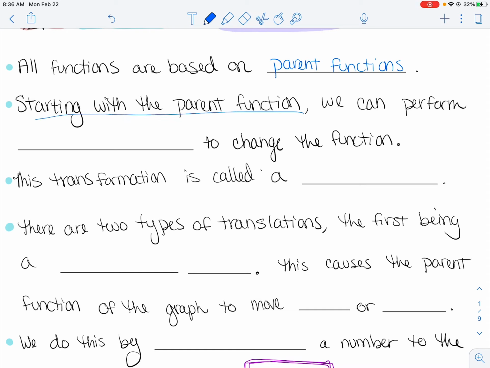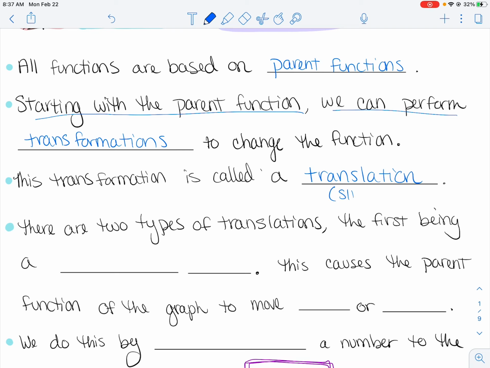Starting with the parent function, we can perform transformations to change the function. So that's what we're going to be doing. We're going to take that parent function, and I like to think of that as the mama and the papa function. From that, you can make all the little baby functions, which are just little bitty changes to the original function. So they all are going to look really similar to the parent function, but they'll be in a different place on the graph, or they might be stretched in a different way. The one we're going to focus on is called a translation.